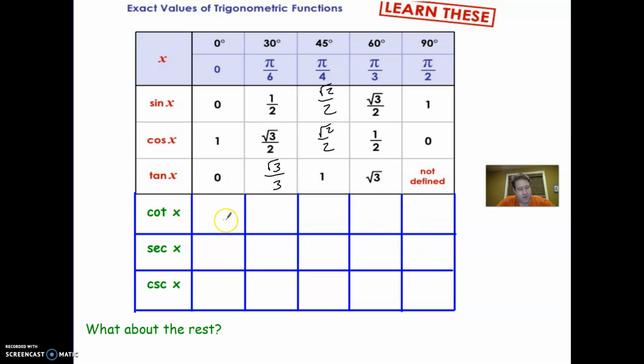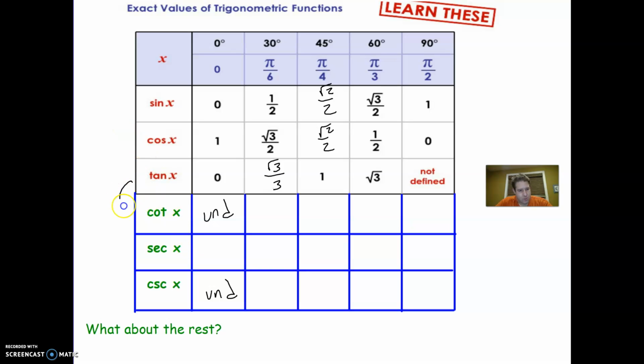So cotangent of x, cotangent is the reciprocal of tangent, so that's going to be undefined. So here, tangent of x at 0 degrees, undefined. And then also undefined will be sine, which becomes cosecant. So that will also be undefined.